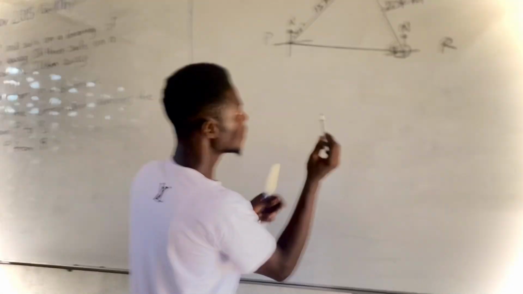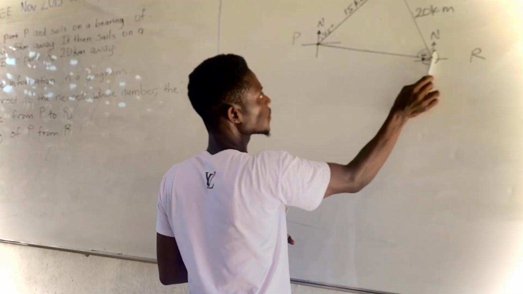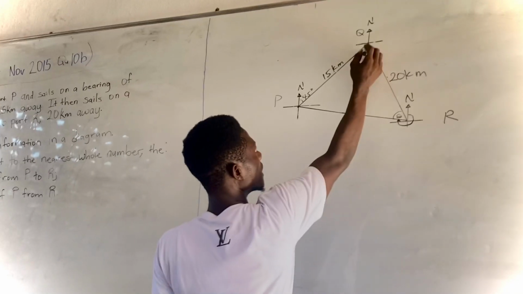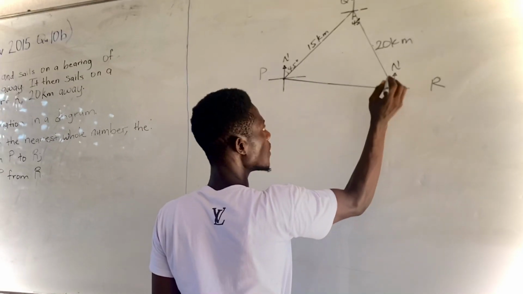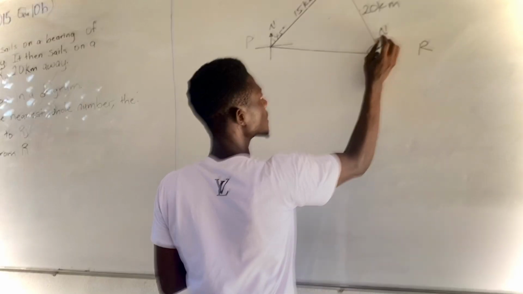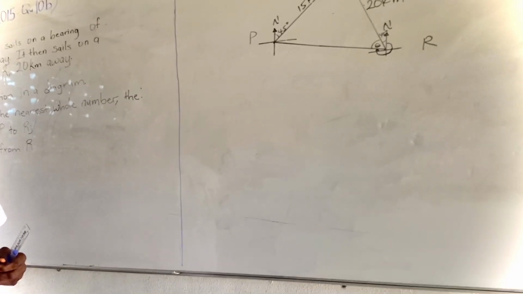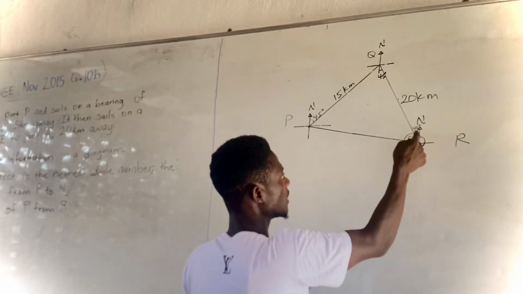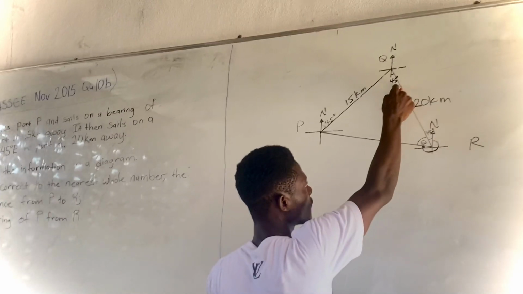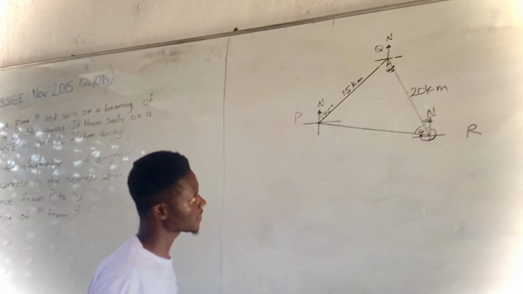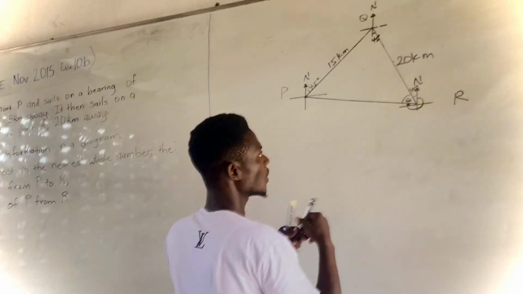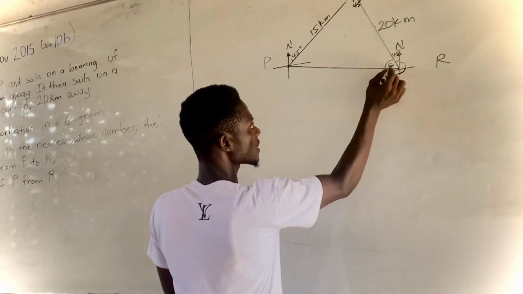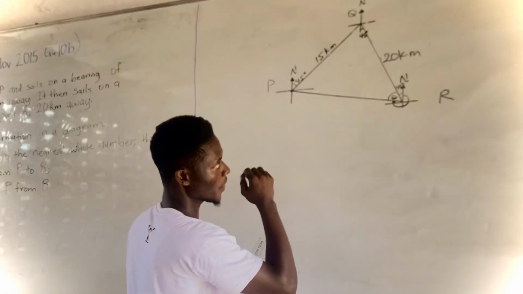And then note that this line is parallel to this line, and this is a transversal. So that means if here is 45 degrees, here will as well be 45 degrees, from the angle property that says alternate interior angles are equal. So you can clearly see from this diagram that the bearing of P from R will be the angle measured from the north line to this line connecting R and P.